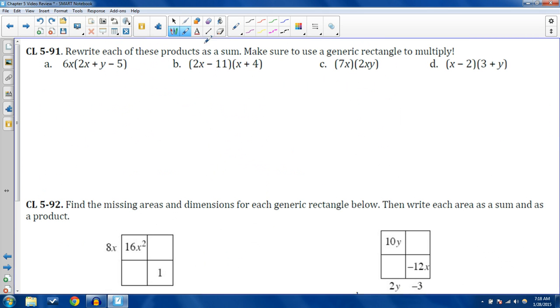Okay, rewrite each of these products as a sum. Make sure to use a generic rectangle to multiply. This isn't forcing me to do that, I will with the last problem. I'll do the first and last problem. I will also use arrows, if you don't mind.